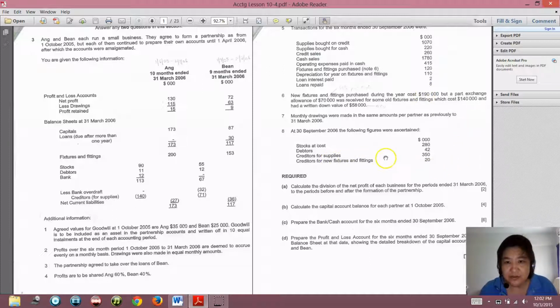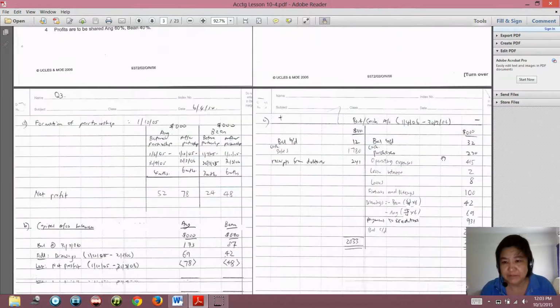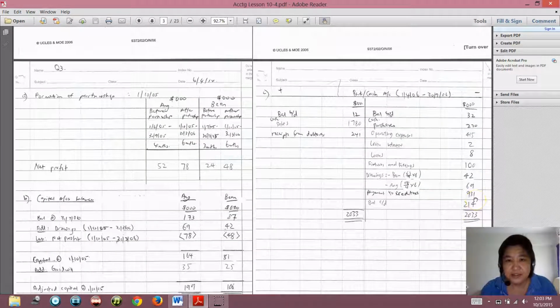But at the end of the year, we only owe 350. So that means 1281 minus 350 equals 931. 931 is how much we have paid the creditors, payment to creditors. Okay, 931. So then now you close this account.